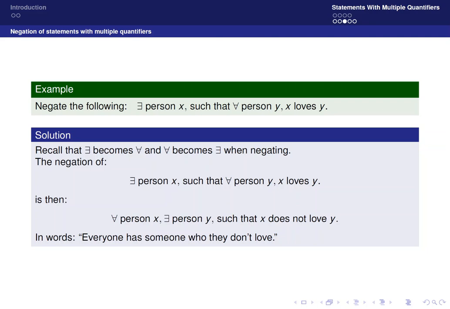So in other terms, the existential becomes a universal when you negate. For all becomes an existential. And notice how the words "such that" always follow the existential. And then I negate the predicate: x loves y gets negated to x does not love y. So everyone has someone who they don't love.